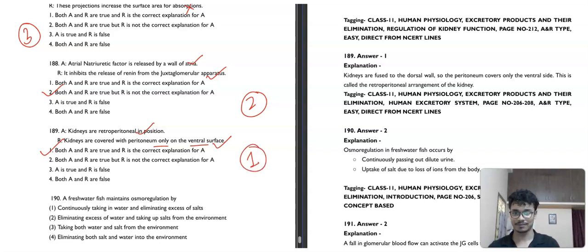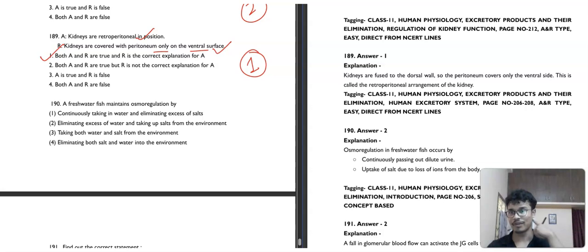Then question number 190. Let's see what it is saying. Freshwater fish maintain osmoregulation by continuously taking in water and eliminating excess salts. Okay. Let's read the other options. Eliminating excess water and taking in salts from the environment. Freshwater, right? Taking both water and salt from the environment. This is not the correct thing, we can eliminate this. Eliminating both is also not correct. So basically freshwater osmoregulation is maintained by continuously passing out dilute urine. So uptake of salt due to loss of ions from the body. So the second option will be the best suitable answer.